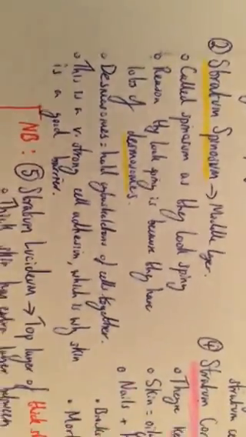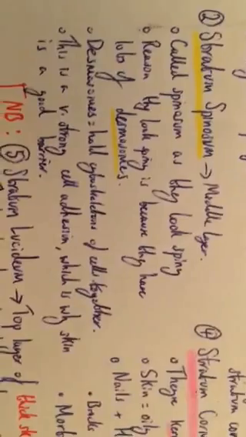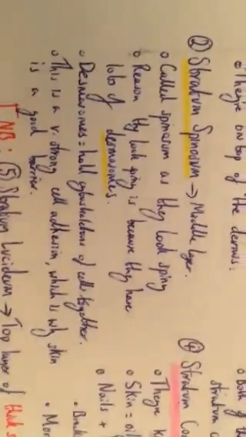So stratum spinosum cells are spiny because they have lots of desmosomes. Desmosomes hold the cytoskeleton of the cell together, and this is why this layer is very strong, and why the skin is a good barrier. And then we move on to the next layer.